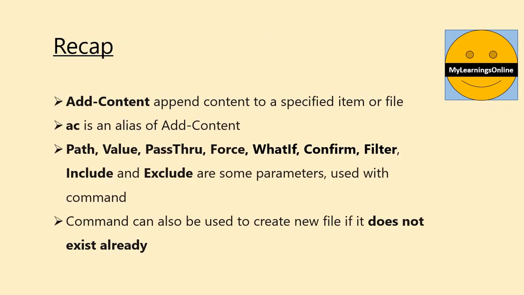Now let's recap. Add-content appends content to a specified item or file. AC is an alias of the add-content command. Path, value, pass-through, force, whatif, confirm, filter, include, and exclude are some parameters used with this command. The command can also be used to create a new file if it doesn't exist already.